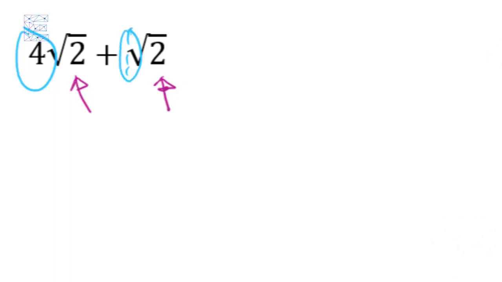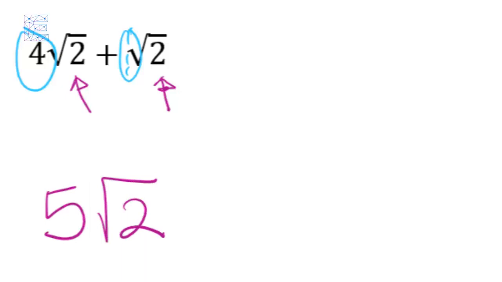We would keep the radical 2. So 4 plus 1 is simply 5, and we keep the radical. So the answer to this is 5 root 2.